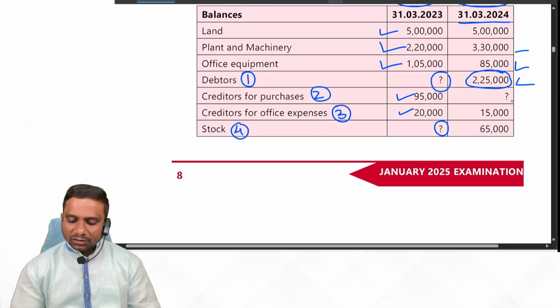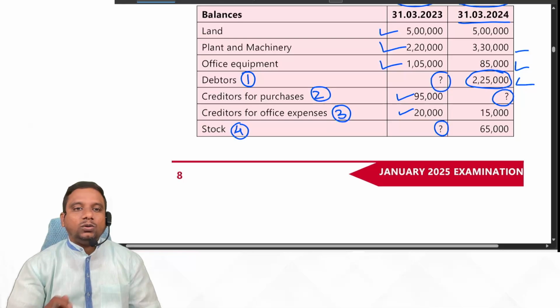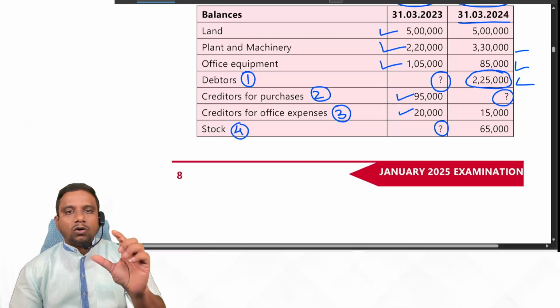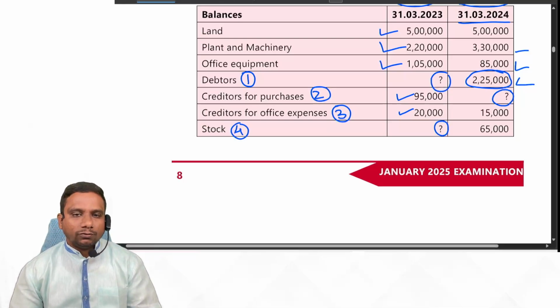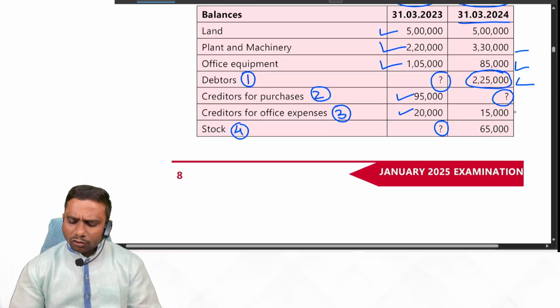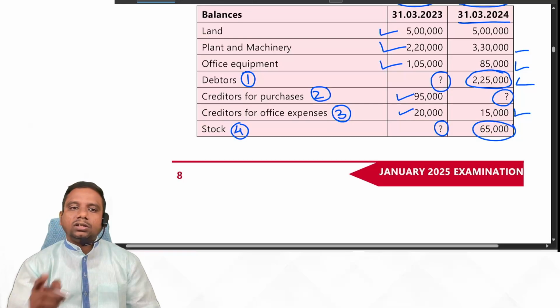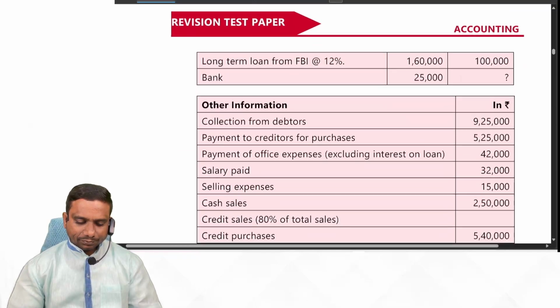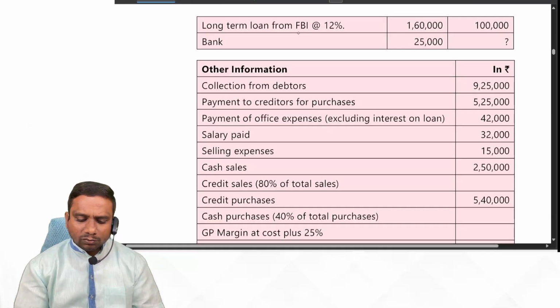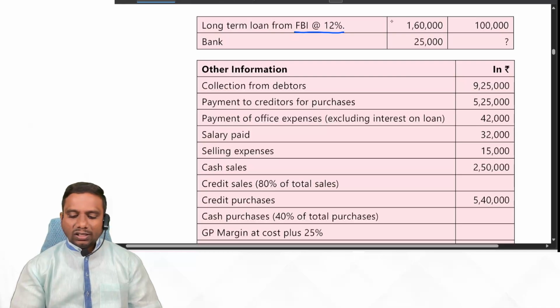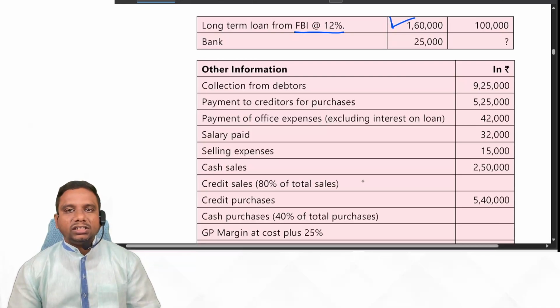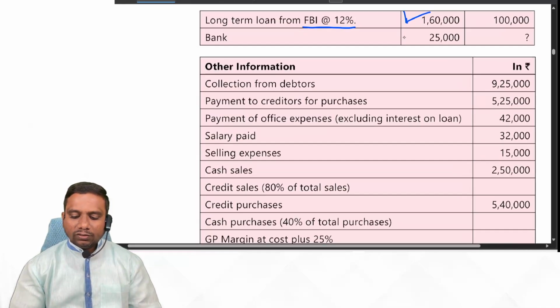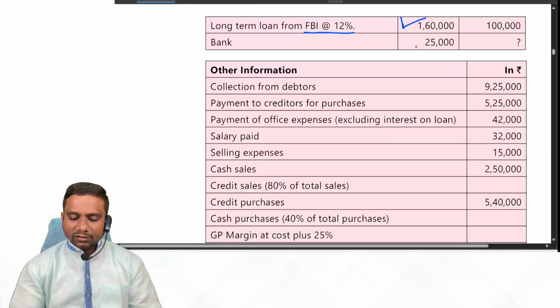Next, creditor for purchases, they didn't give. You should calculate. Maybe the balance of creditor account becomes the closing balance. Creditor for office expenses they have given. Stock. This is closing stock shown on the credit side of trading account and asset side of balance sheet, as you know very well. Next one, they said long term loan from FBI at 12%. Loan 1,60,000 opening balance sheet liability, and bank balance we have 25,000 opening balance sheet asset.